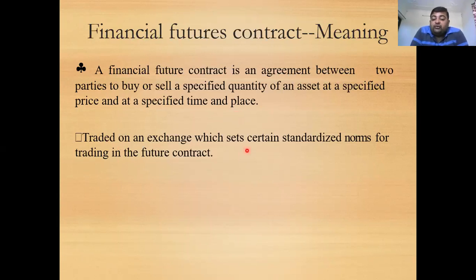Next, the contract is traded on an exchange, which sets certain standardized norms for trading in future contracts. This contract is traded on the stock exchange or the commodity exchange. For example, in India, there are NCDX, the National Commodity and Derivatives Exchange, and MCX, the Multi Commodity Exchange. All these exchanges are used to trade financial as well as non-financial future contracts. These are the specified segments of the exchange in which futures contracts are traded.